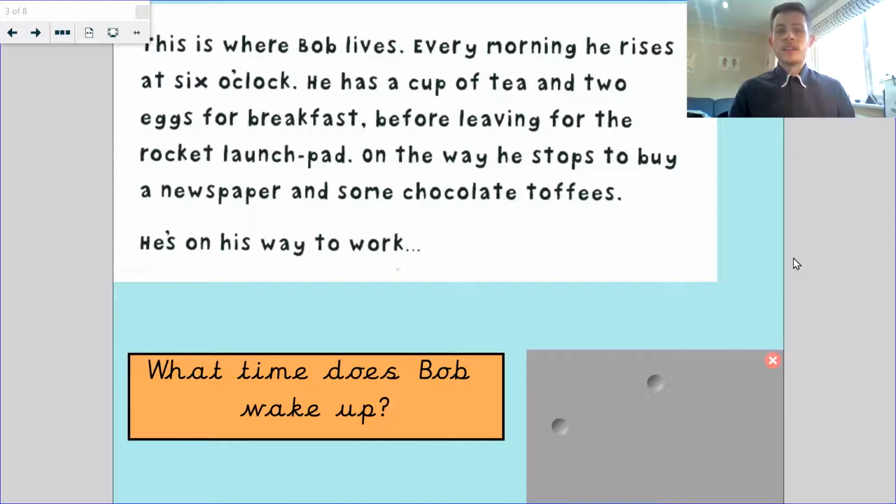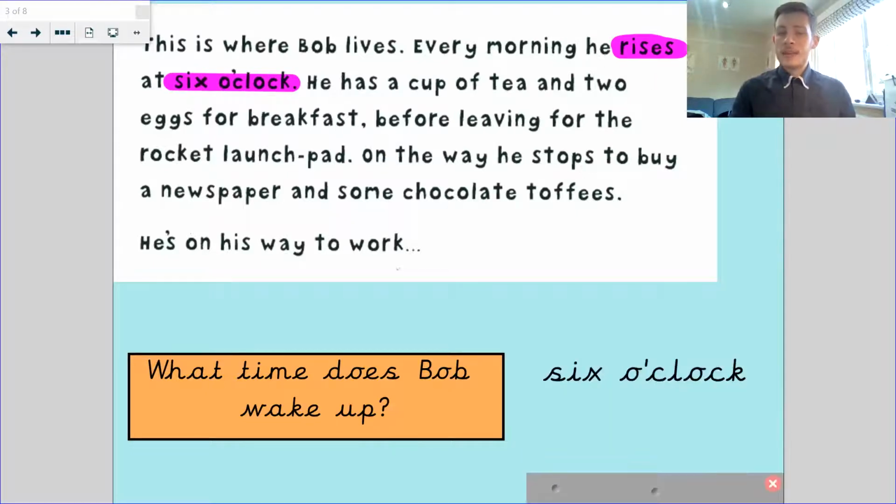Rises is the type of word when, if the sun rises, it comes up into the sky. If you rise, you get up. So if you rise from your bed, you're going to get up out of bed. So with that extra information of what rises means, can you now answer the question of when he gets up? Well, the answer is going to be 6 o'clock because that's when he rises, when he gets up. So every morning he gets up at 6 o'clock.